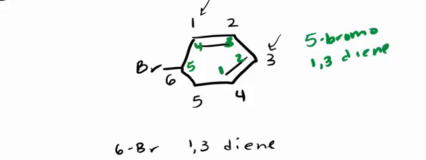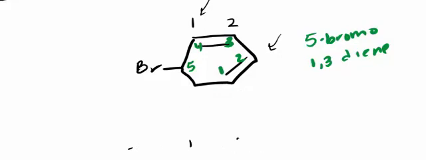So the places where the double bonds go don't change. We still have 1,3, but do we have a 5 or a 6 bromo? Because 5 is less than 6, we're going to go with the inside numbering rather than the outside numbering because we want to decrease the numbers of our substituents.